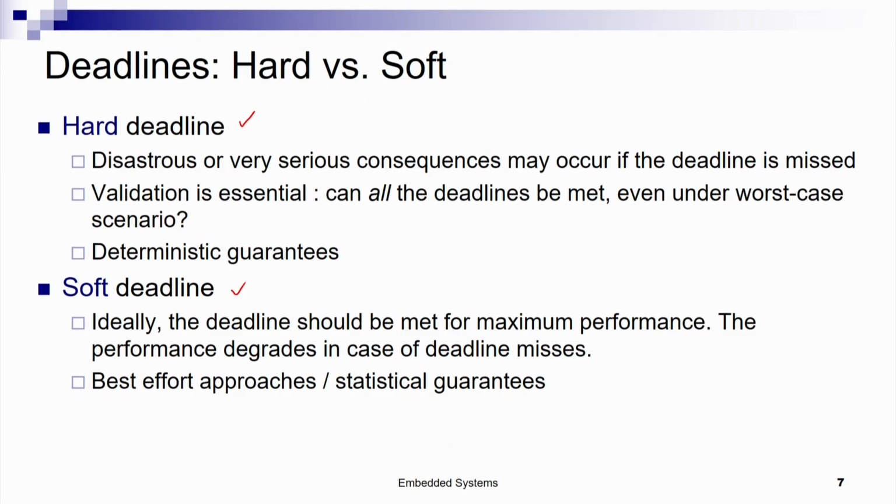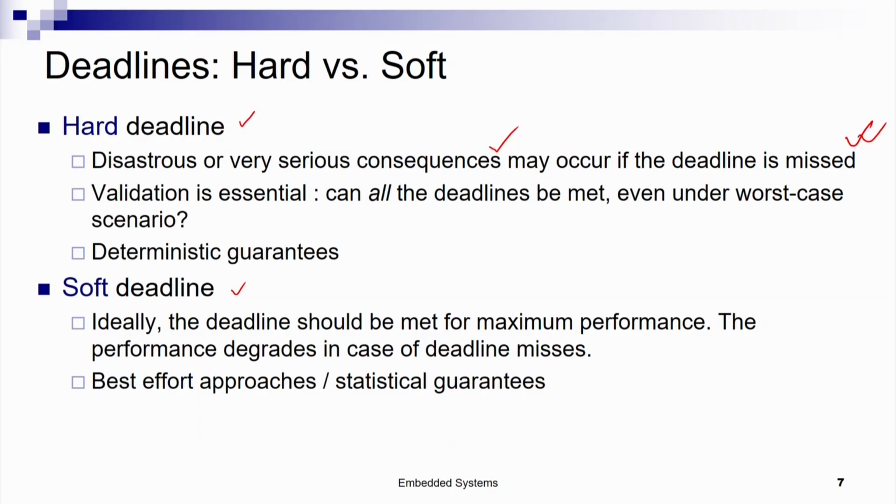So, what are hard deadline tasks? Tasks are said to have hard deadlines when disastrous or very serious consequences may occur if the deadline is missed. For example, let us say task deadlines within a nuclear reactor. If we miss the deadline by even a very small amount, the reactions may result in an explosion. So, such tasks are hard deadline tasks.